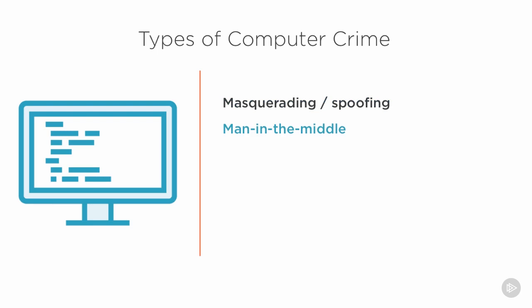Another type of attack is where somebody inserts themselves into the middle of a communications channel. This will allow them to both monitor the traffic and in some cases even modify the traffic as well. This is known as a man-in-the-middle attack.